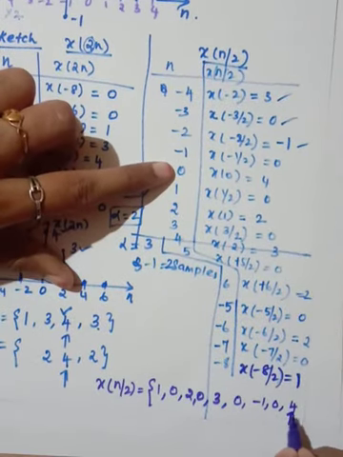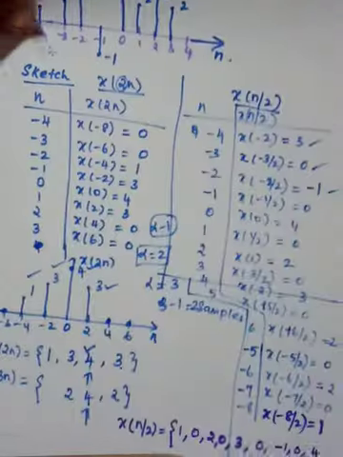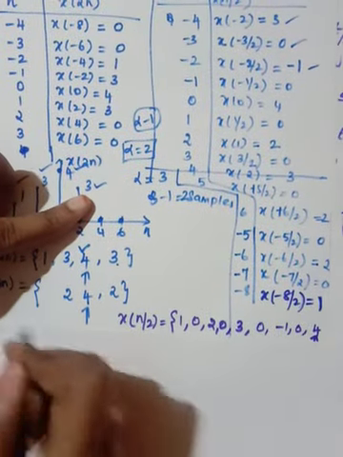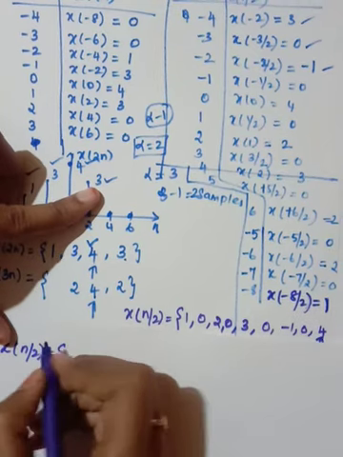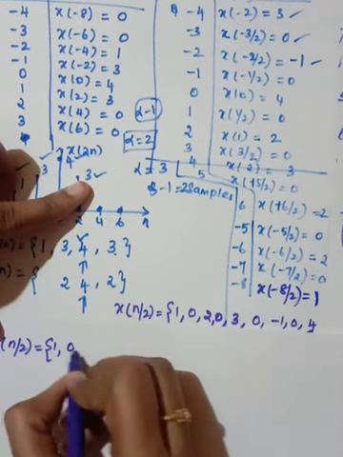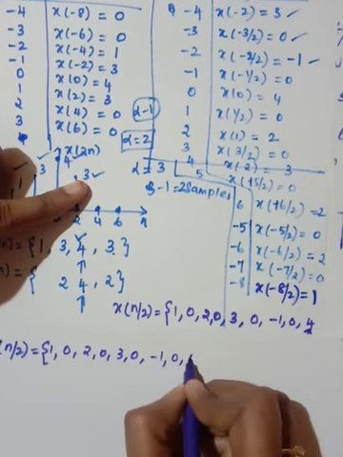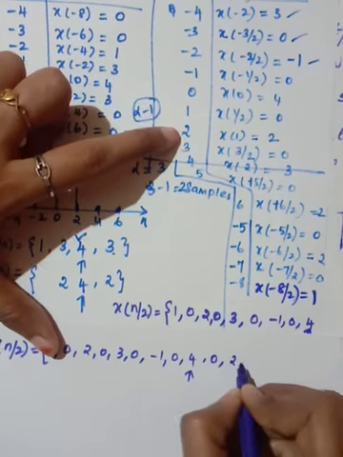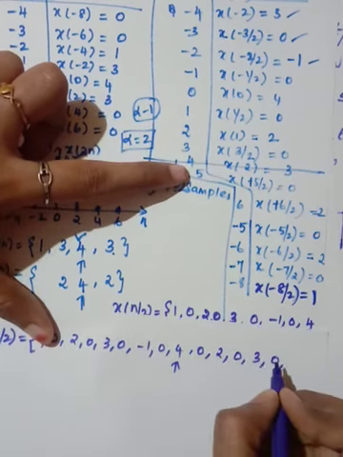Now here I am not having any space, so I will write it separately on another paper, otherwise you will get confused. So this is your x of n by 2. It is 1, 0, 2, 0, 3, 0, minus 1, 0, 4. 4 is the origin. Now the positive values: 1 it is 0, 2 it is 0, 3 it is 0, 4 it is 3, 5 it is 0, and 6 it is 2.